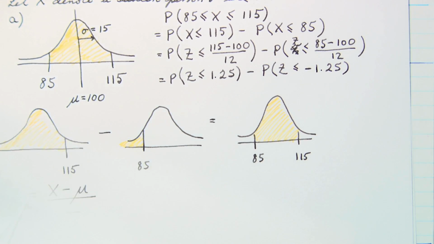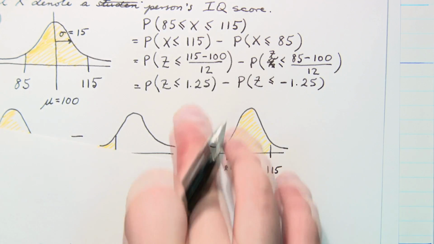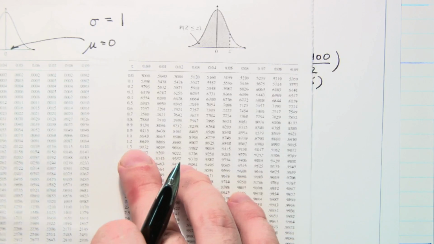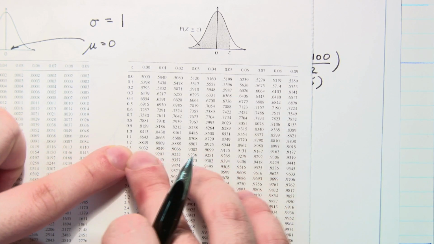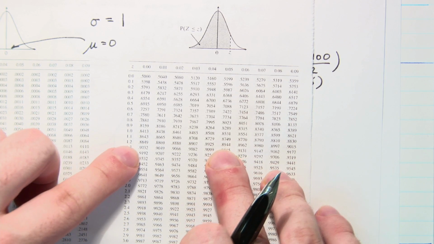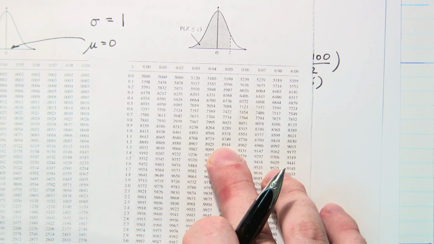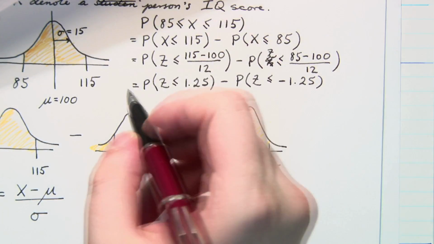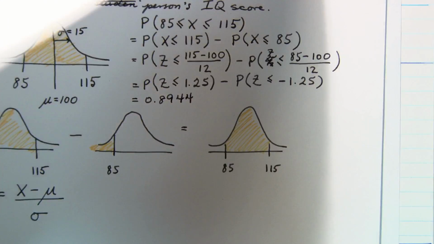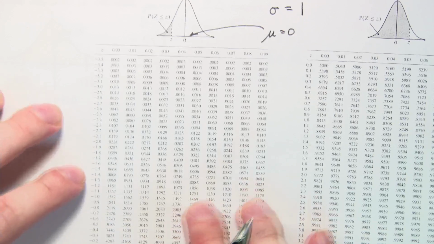Okay. So now I look up my values. I want this value for 1.25. Here's 1.2, and then I look for the 5 in this column here. So I get 0.8944. And then I need negative 1.25.